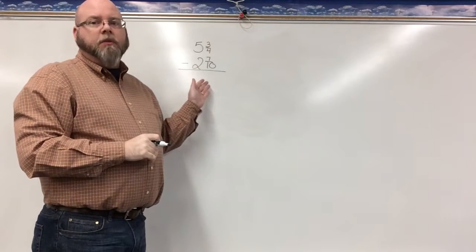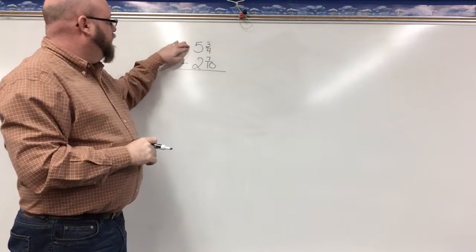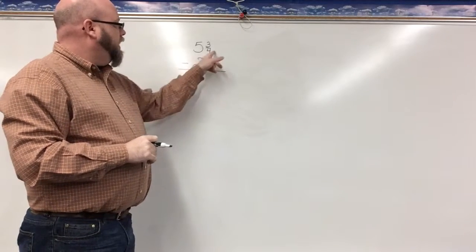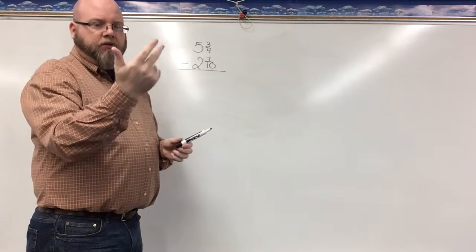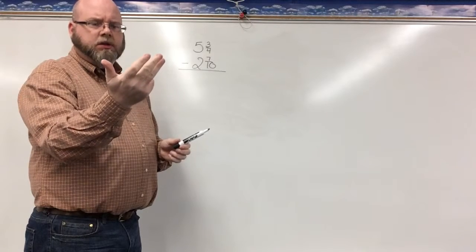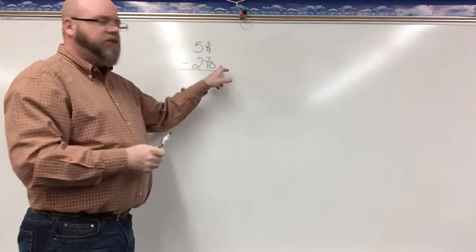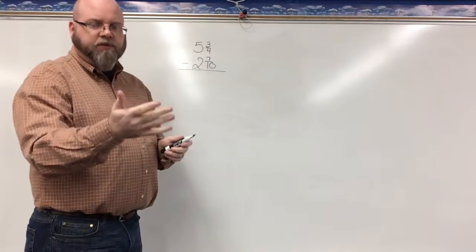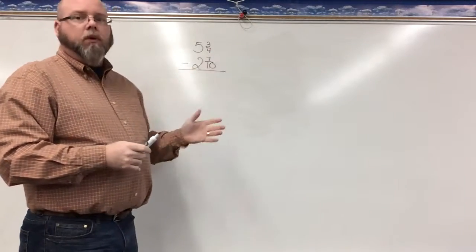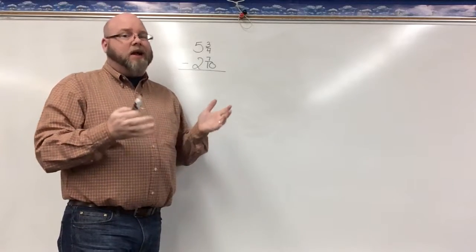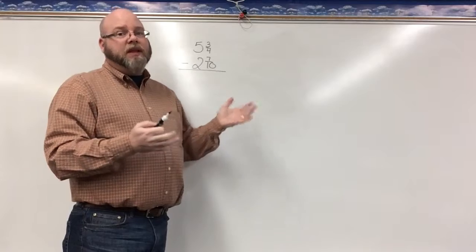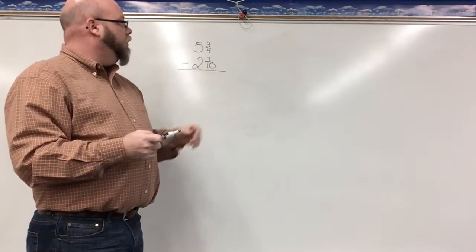Here's another mixed number subtraction problem. 5 and 3/4 minus 2 and 7/10. Now when I count by 4, 4, 8, 12, 16, 20, I can't get to 10. And when I count by 10, 10, 20, 30, 40, 50, I can't get to 4. So how am I going to find that common denominator to work this problem? Well, I'm going to have to find the least common multiple of 4 and 10.